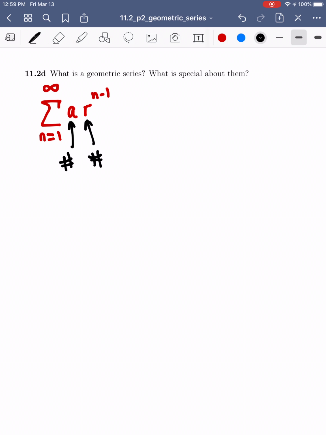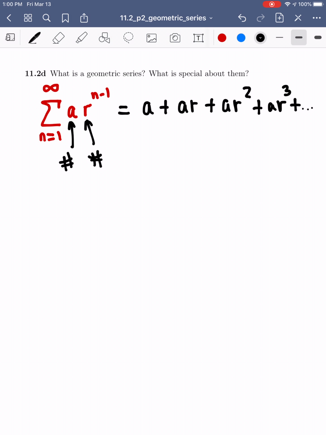At this point, note, we haven't talked about if it converges or diverges, just defining all the characters in this series. So if we were to write out the first couple terms of this series, it would look like the first term, when n is equal to 1, we have a times r to the 0, or just a, plus a times r to the 2 minus 1 for the next term, which is just a times r, plus a times r squared plus a times r cubed, and so on.